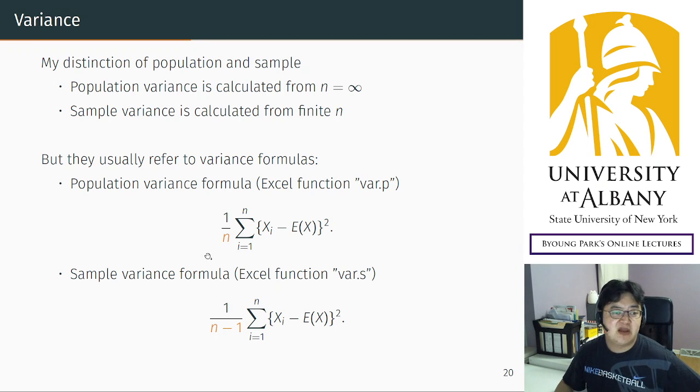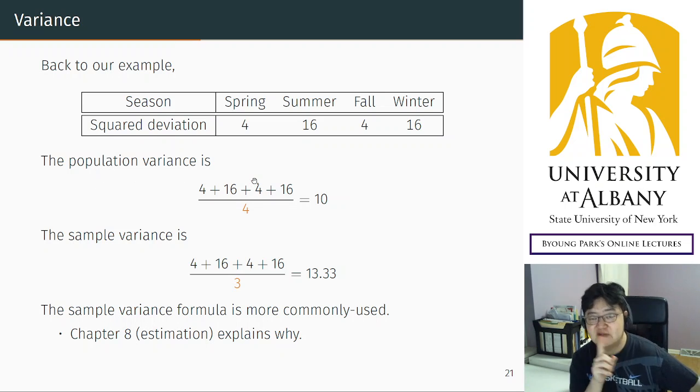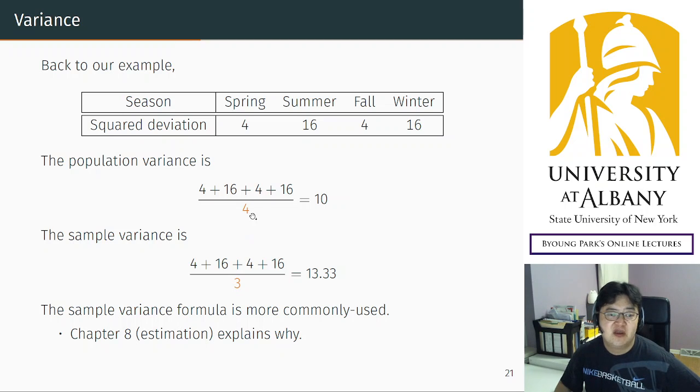If you apply these two formulas to our example, as you just saw, the only difference is the denominator. The denominator is either n or n minus 1. There are 4 observations. You are calculating their average, and the population variance equals the summation divided by 4, which is 10. The sample variance equals the summation divided by 4 minus 1, which is 13.